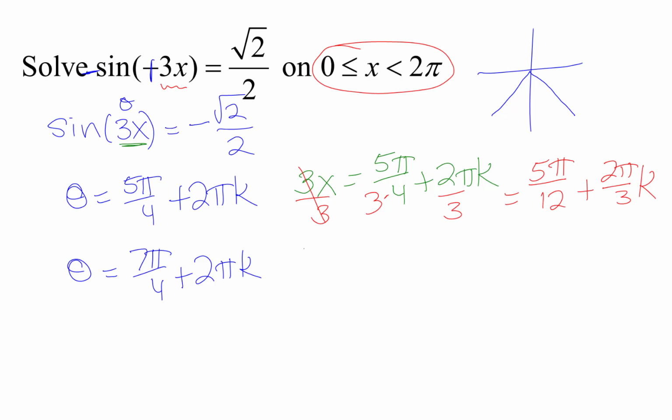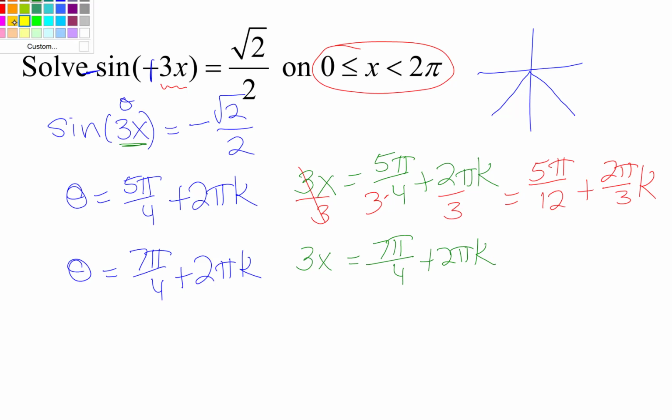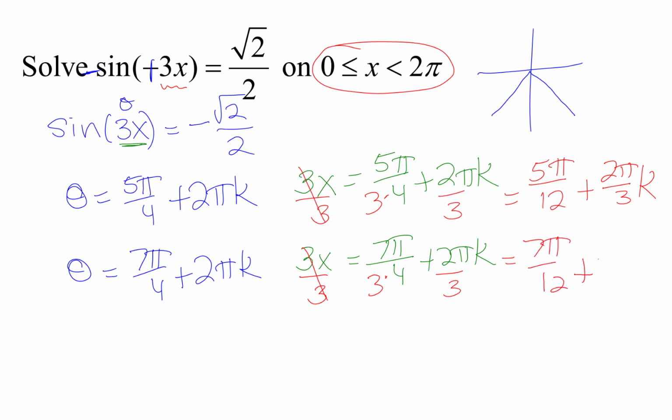Let's go ahead and finish the second one. 3x equals 7 pi fourths plus 2 pi k, and we're going to divide everything by 3, and so that makes 7 pi twelfths plus, and rather than write 2 pi thirds, let's make it into twelfths. So we'll multiply by 4. That was 8 pi twelfths k. And this one we'll think of as 8 pi twelfths k, so we can add things on.